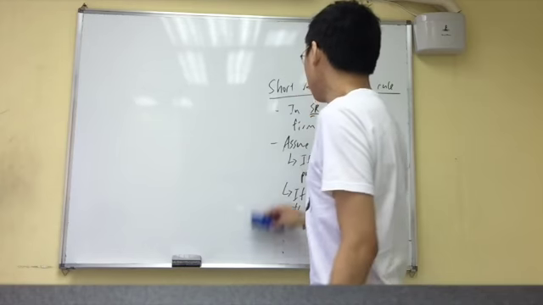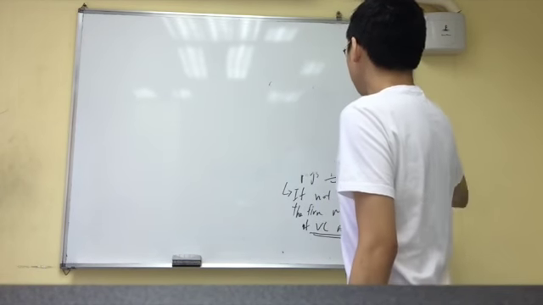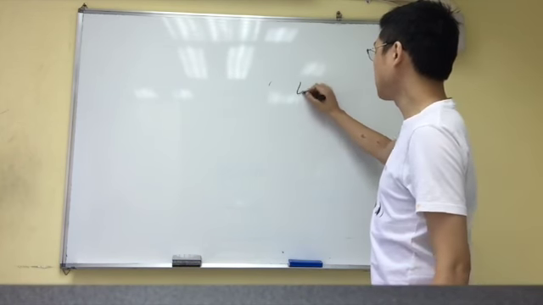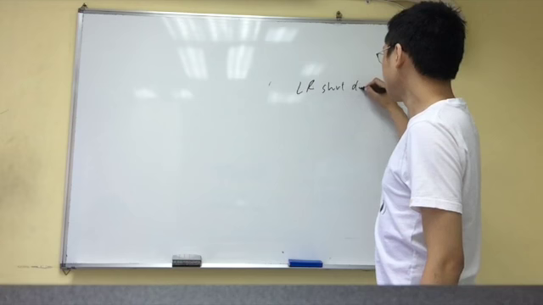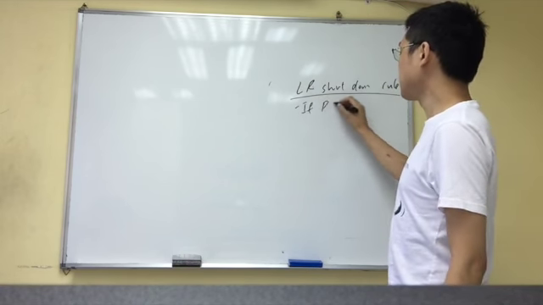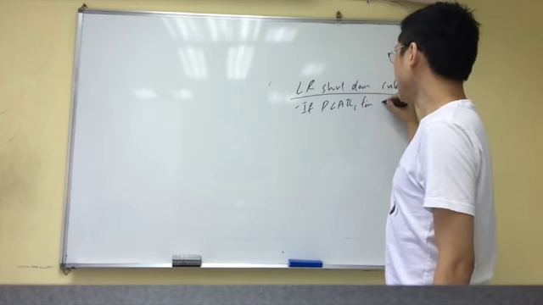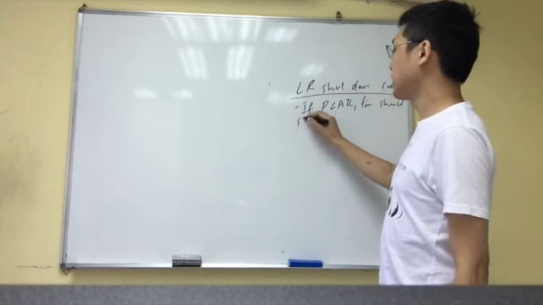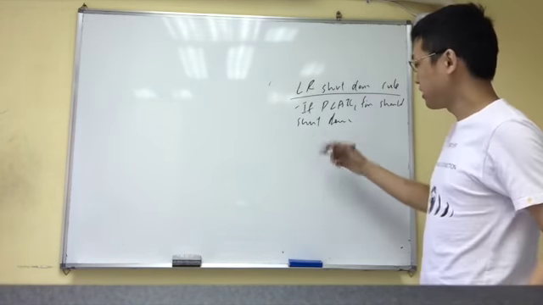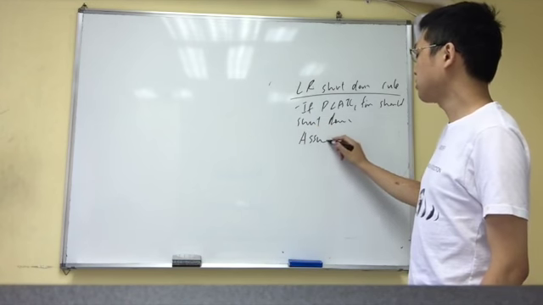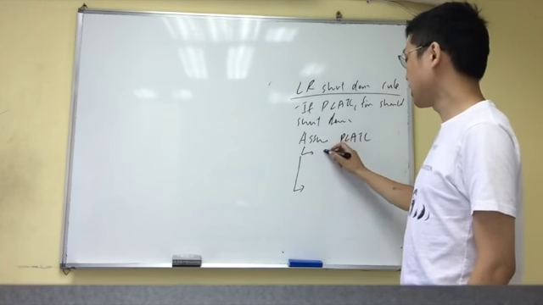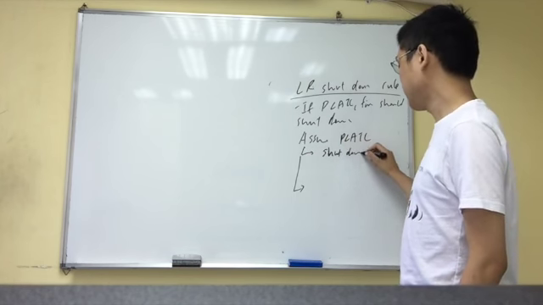Now let's talk about the long run shutdown rule. The long run shutdown rule is slightly different. It simply states this: if price is less than ATC, the firm should shut down. Again, let's use the same way of analysis as just now. Assume price is less than ATC. The firm can do two things: one is shut down, one is not shut down.